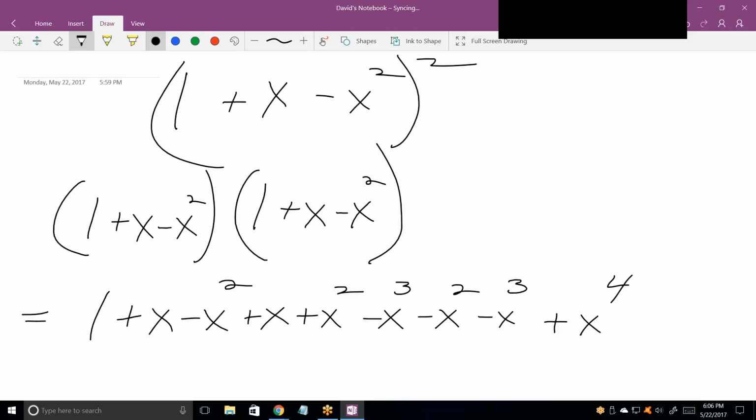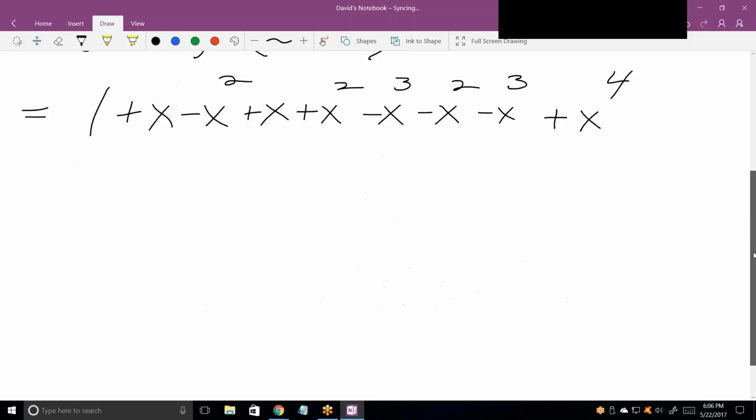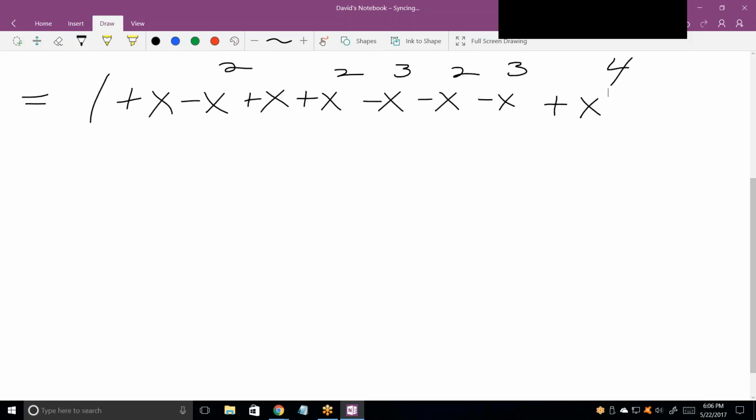Good. Now all we have to do is simplify that. Well, let's start with the highest degree. There's only one of those. And then let's cross it out because there's 9 things up there. It'd be really easy to make a mistake.